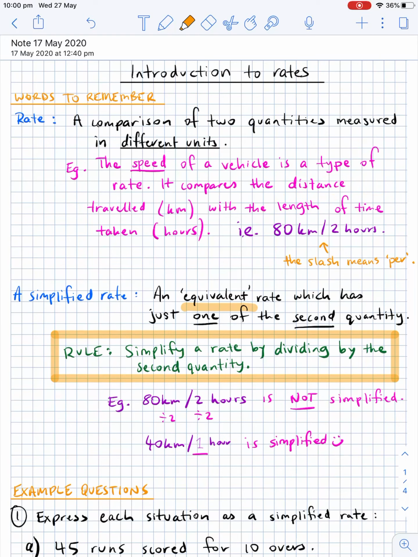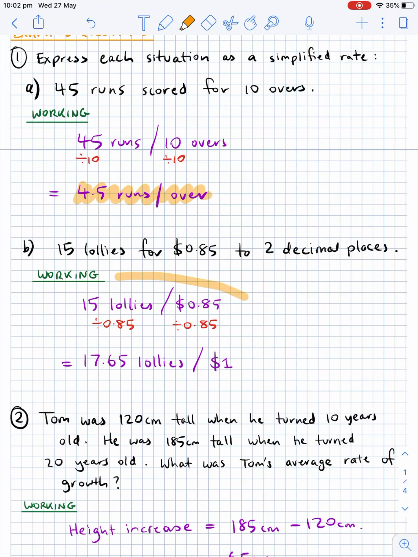15 lollies for 85 cents, to 2 decimal places. I want this rate. The idea is we set up our first rate. 15 lollies cost us 85 cents. So 15 lollies per 85 cents. We've got to divide by this second amount, so we've got 0.85. That's what we're going to divide both sides by. 15 divided by 0.85 gives us 17.65 to 2 decimal places. And 0.85 divided by itself is going to equal 1. So that leaves us with just $1. So you're going to get 17.65 lollies for $1, or per $1.